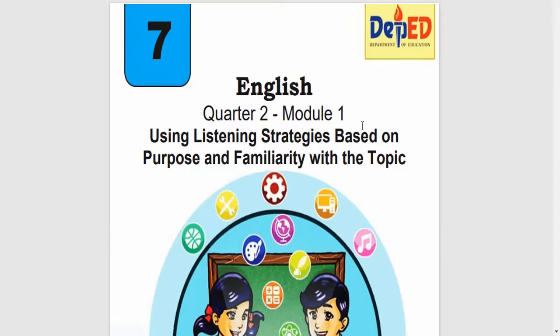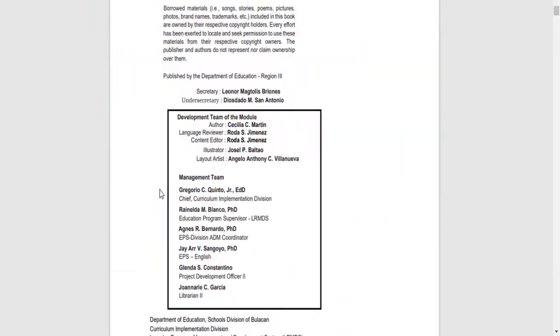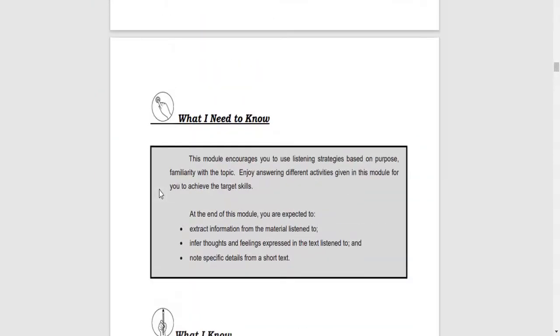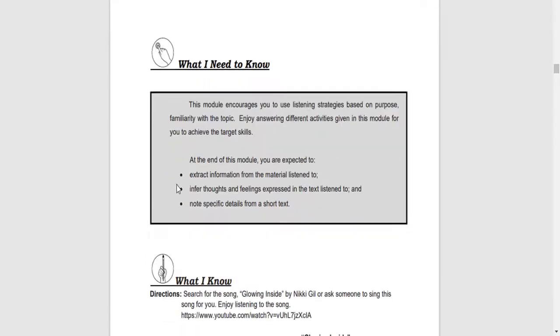So this will be our module number 1 for quarter number 2, and the title is Using Listening Strategies Based on Purpose and Familiarity with the Topic. So let us have what I need to know, or what you need to know.